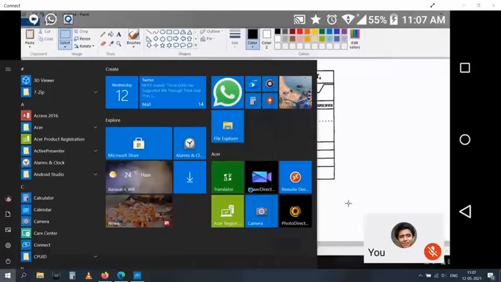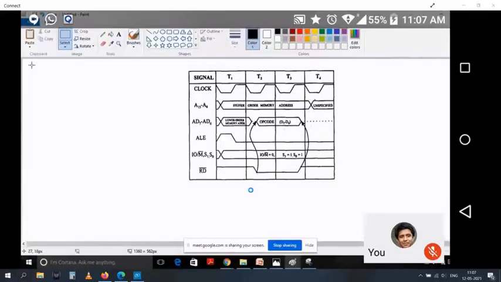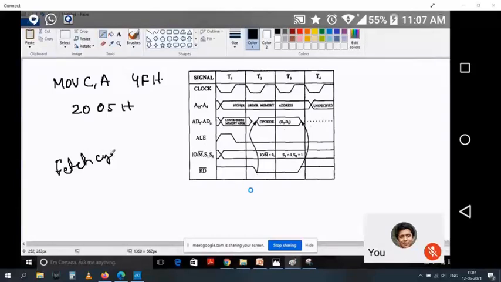Okay, so now you see. That was move, and the memory location was 2005. This was all in total. I am just reading what is there in the memory location. This is my fetch cycle. It is fetching the instruction. Here you see the T1, T2, T3, T4. These are the small machine cycles that are there.